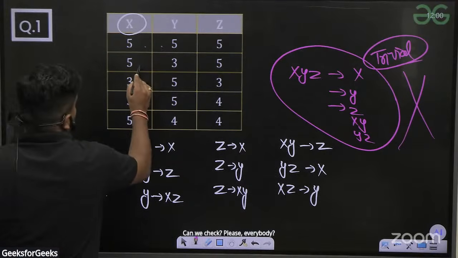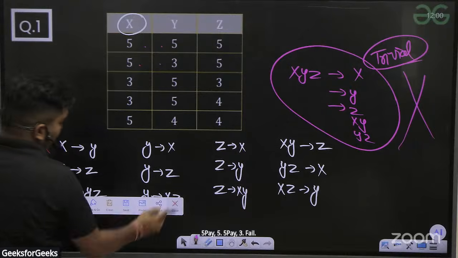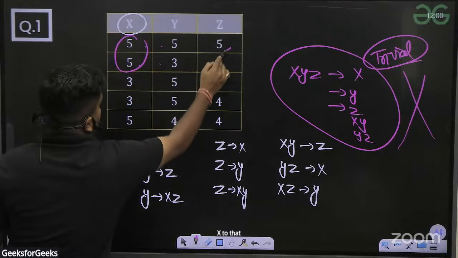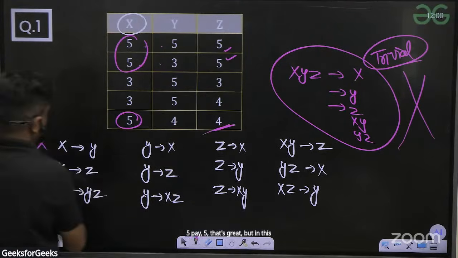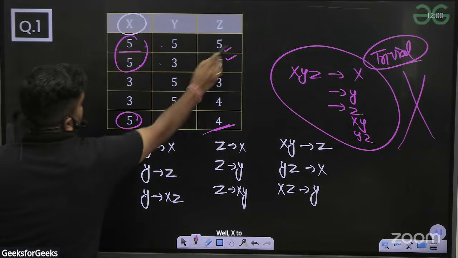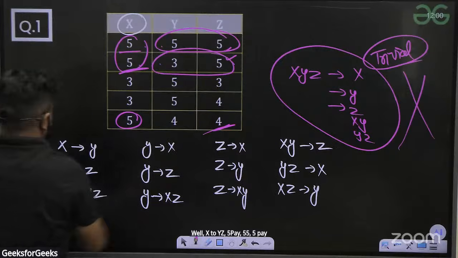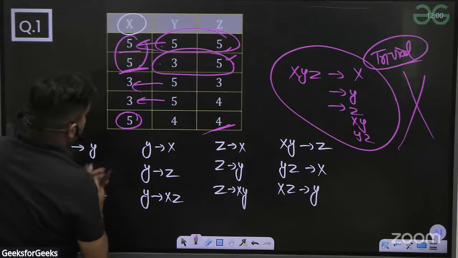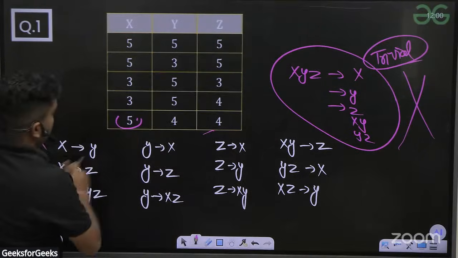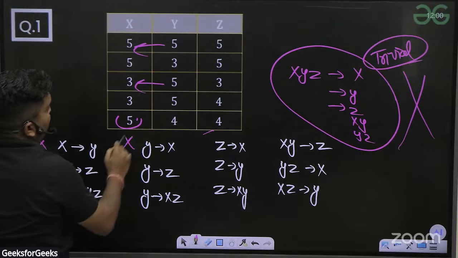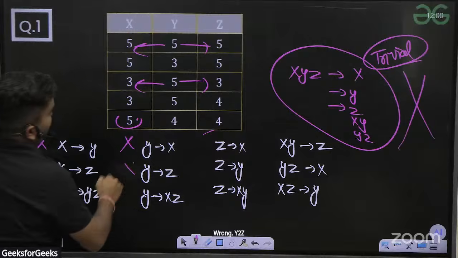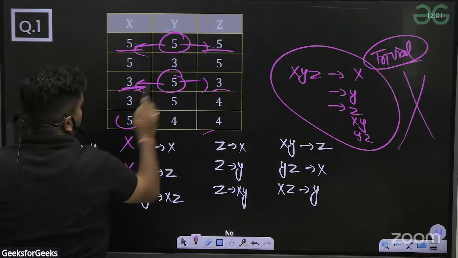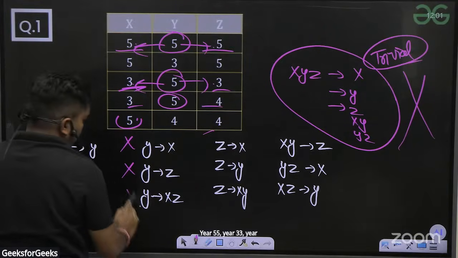On 5 it gives 5, on 5 it gives 3, fail. X to Z is satisfying. X to Z, on 5 it gives 5, that's great. But in this, fail. X to YZ, on 5 it gives 5, 5, on 5 wrong. Y to X, wrong. Y to Z, wrong. Y to XZ, no. Here 5, 5, here 3, 3, here 3, 4, wrong, my dear.